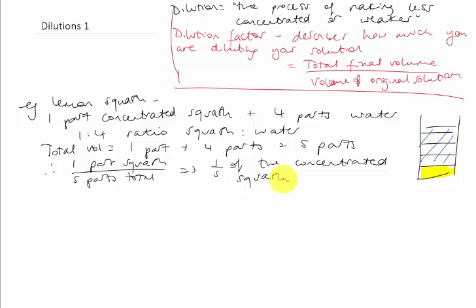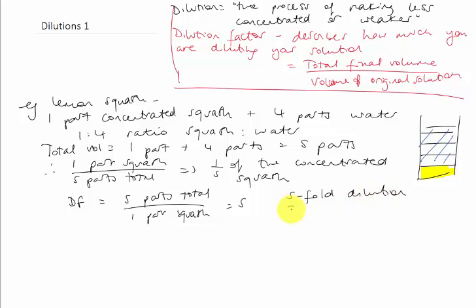And our dilution factor is the other way round, so that would be dilution factor, dF, is equal to 5 parts total over 1 part squash, so that's 5. So we'd say that there's a 5-fold dilution, or we could write it 5x dilution.